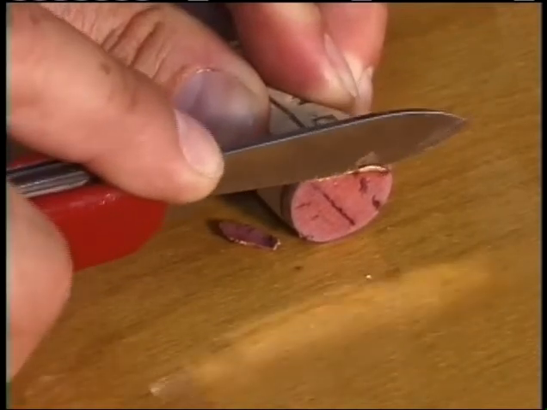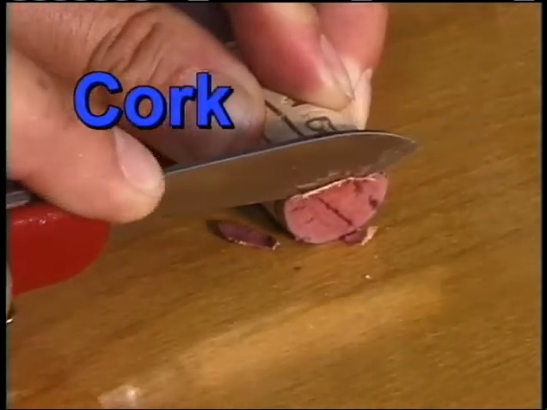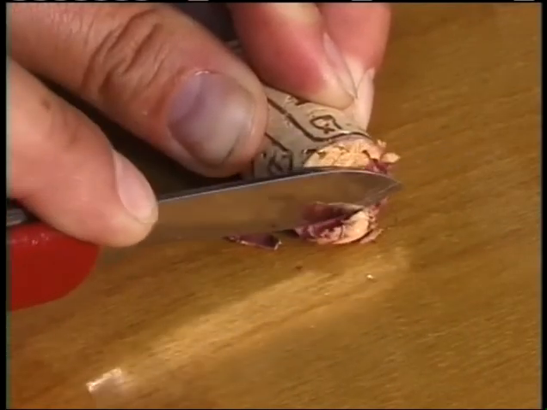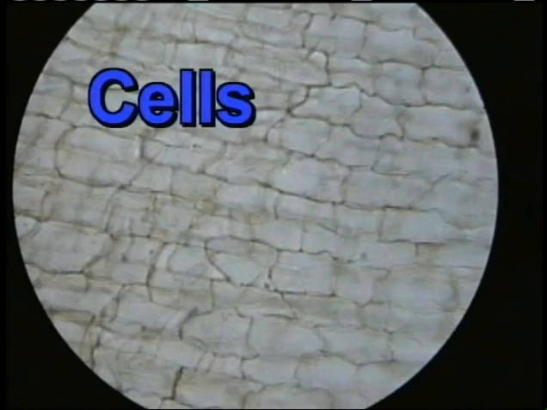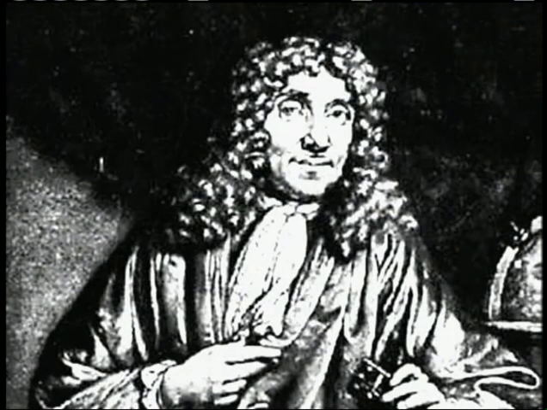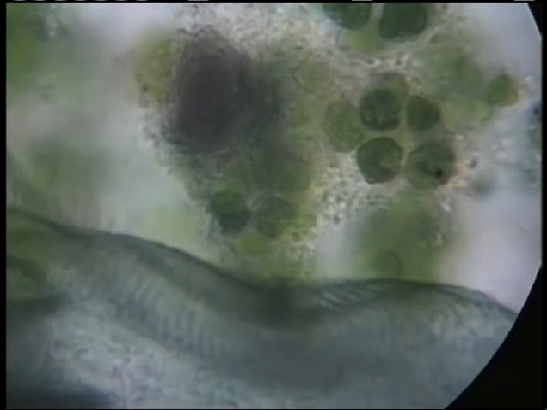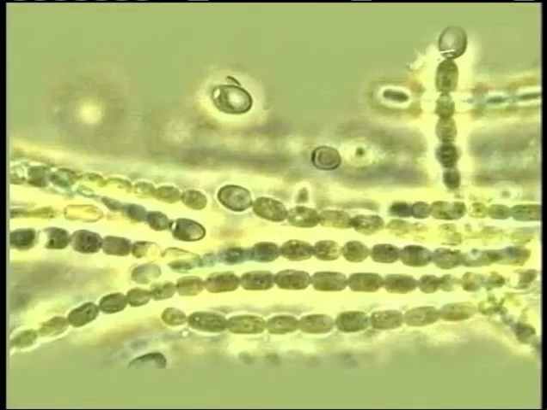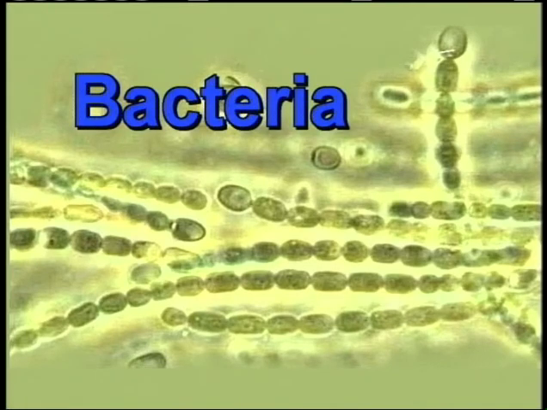In 1663, Hooke took a piece of cork, cut a very thin slice, and viewed it under the microscope. Looking at the cork, he discovered tiny square-shaped forms. He called these structures cells. What Hooke was seeing was not living cells, but the remaining cell walls of dead plant cells. Around the same time, a Dutch scientist named Anton van Leeuwenhoek was also using a simple microscope to look at living microscopic organisms. He was the first to discover single-celled organisms we know today as bacteria.